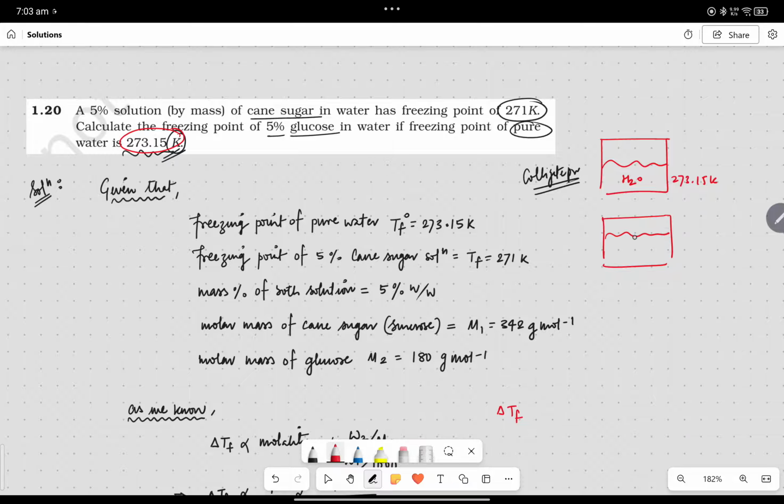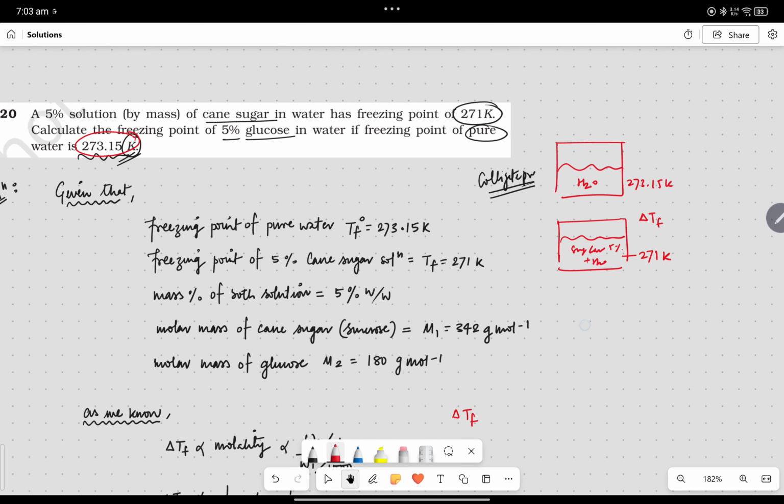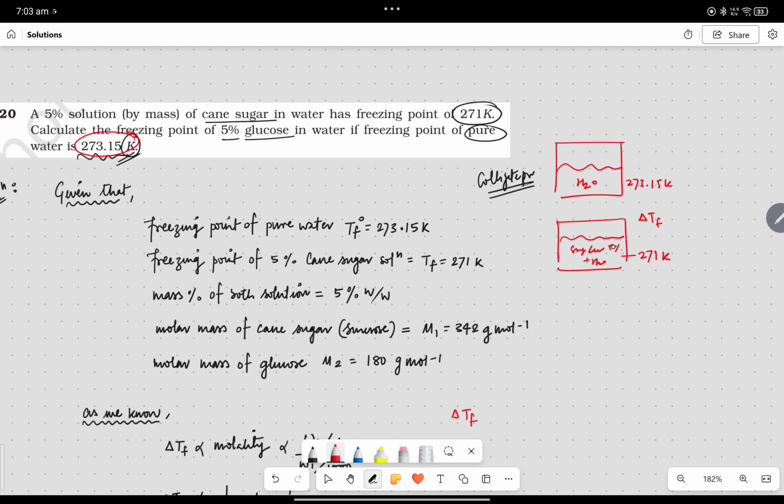Now add 5% by mass of sugar cane plus H2O. Now it is present in it, 5% by mass. Okay, now the freezing point of this solution is 271 Kelvin. So what happened? There is a decrease in freezing point, right? From the pure H2O to this solution, the change is 273.15 minus 271 Kelvin. So there is a depression, because of mixing the 5% sugarcane, right?